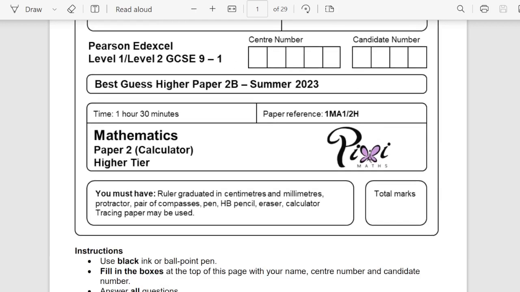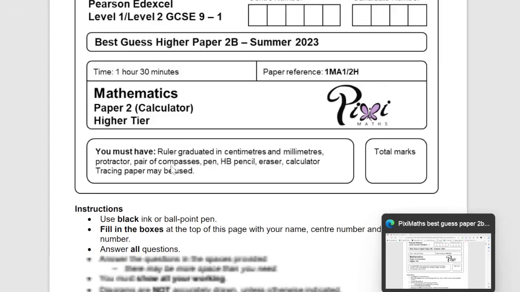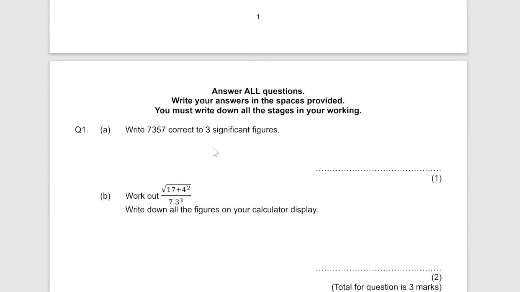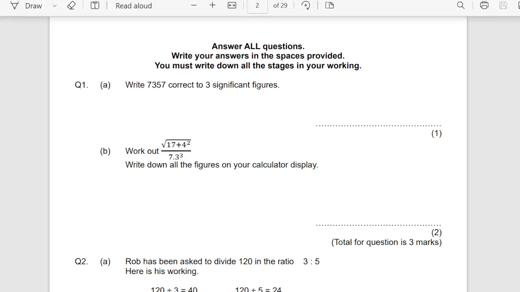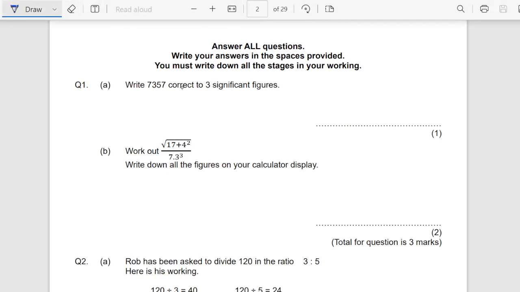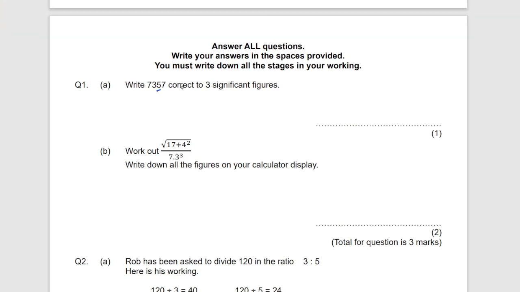So we'll kick off with question 1. Write 7,357 correct to 3 significant figures. So to 3 significant figures, let me turn my pen on. This one's going to be the 3rd significant figure, and the number behind it is a 7, so it's greater than 5, so we would round that up to 7,360.